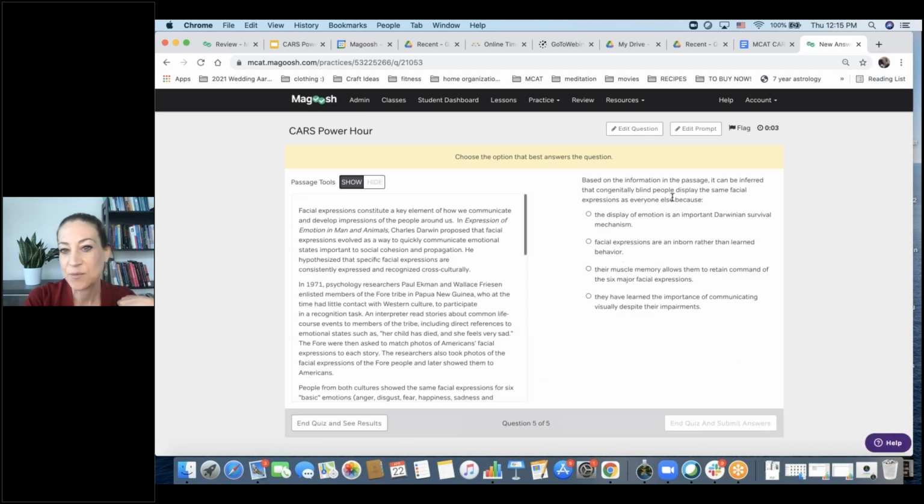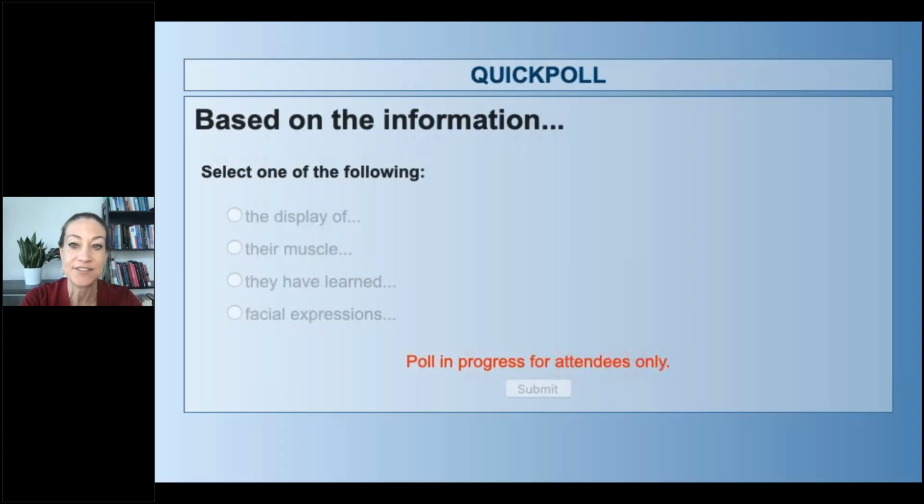And now we're at the last one. Based on the information in the passage, it can be inferred that congenitally blind people display the same facial expressions as everyone else because A, the display of emotion is an important Darwinian survival mechanism. B, facial expressions are an inborn rather than learned behavior. C, their muscle memory allows them to retain command of the 6 major facial expressions. Or D, they have learned the importance of communicating visually despite their impairments. So submit the answer that you had selected when you were going through this.